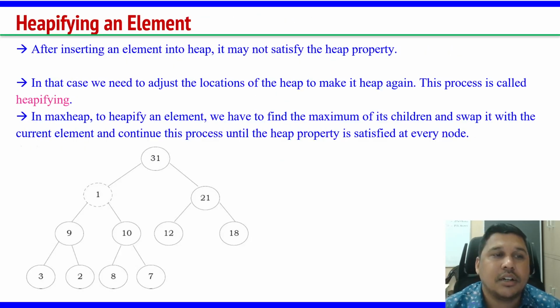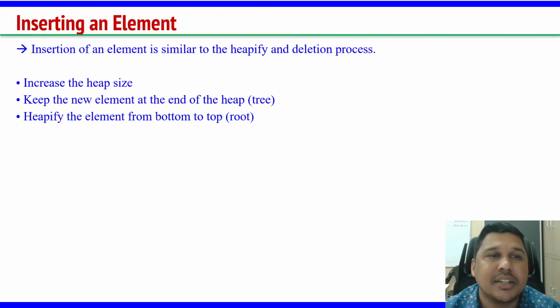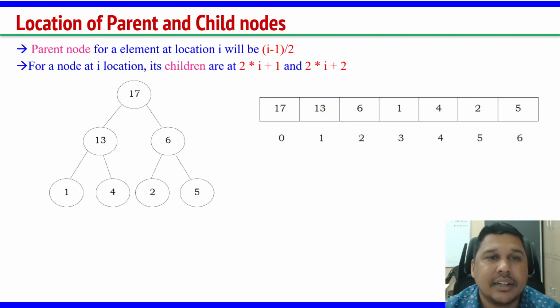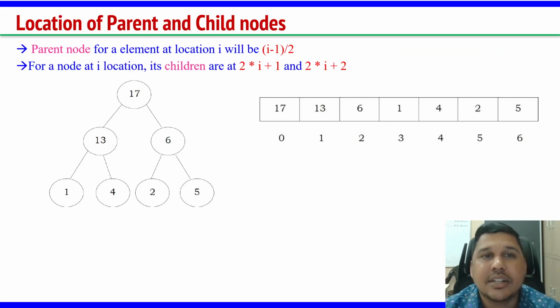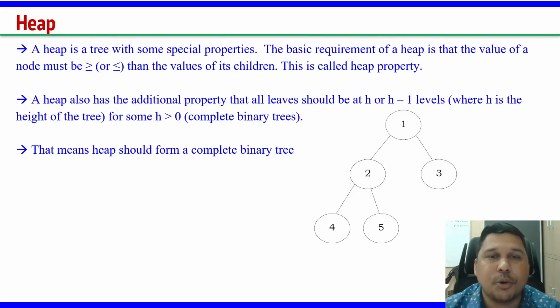We will see how to heapify, and how to insert and delete an element in a binary heap. So, the important point here is that we use array representation for heaps, and in that the parent will be stored at (I minus 1) by 2, and the children will be stored at 2 into I plus 1 and 2 into I plus 2. So, this is the introduction to the basics of heap trees.